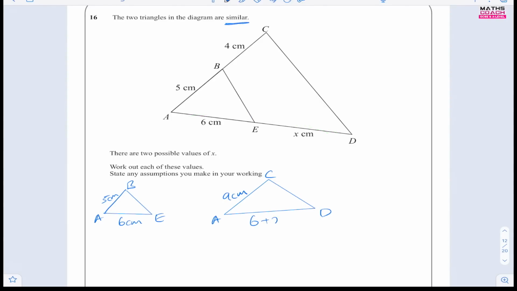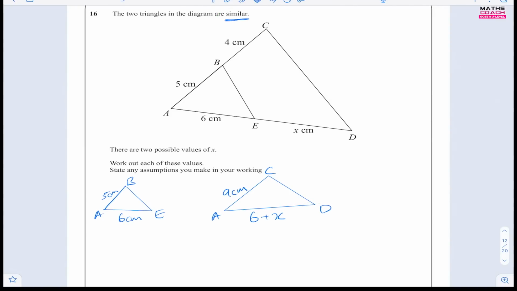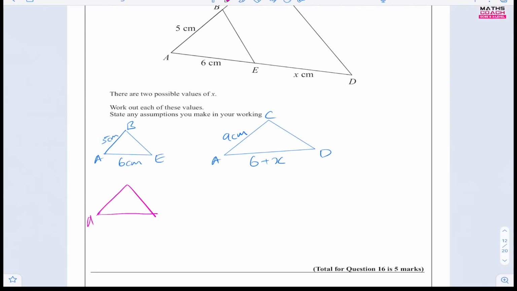So 6 plus x. Now, there are two possible values of x. I've made an assumption that this side here marries up with this side there. But it could be that this side is with that side. We don't know. We know that they are similar. So an alternative arrangement for these triangles could be in the following way. We could have our A, B, E here. So this is 6 and this is 5 centimeters. And on the second one, we could have A here, we could have C here, and D could be up here.